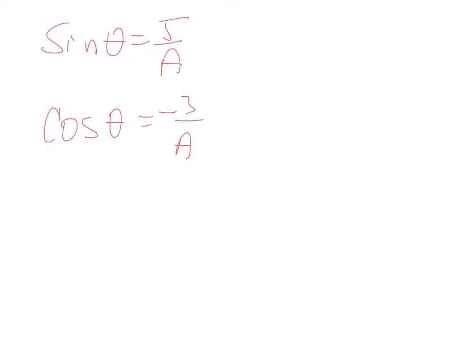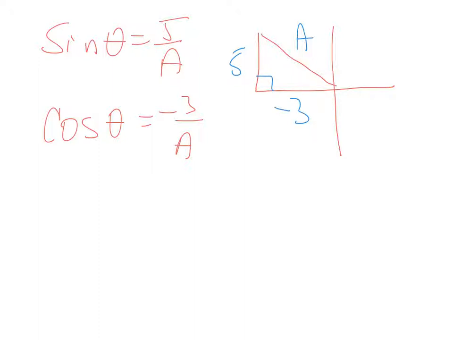I've got these two pieces. Now, in order for the cosine to be negative and the sine to be positive, that means it would have to fall in quadrant 2. And since sine is opposite over hypotenuse, the opposite side is 5 and the hypotenuse is a, and for the cosine that's negative 3 and the hypotenuse is a, and we can use the Pythagorean theorem to find a.